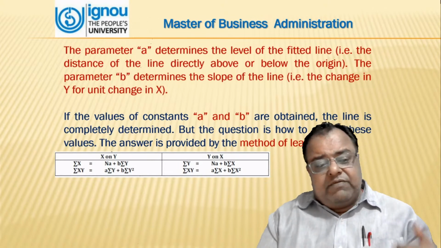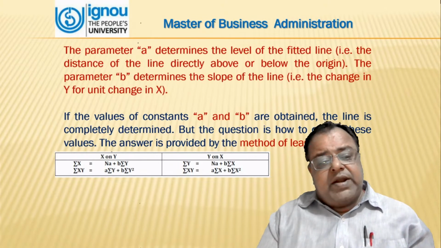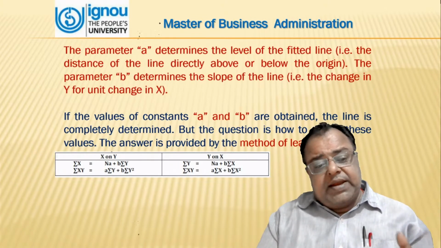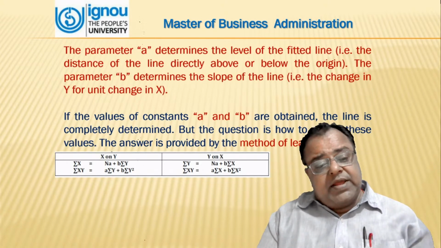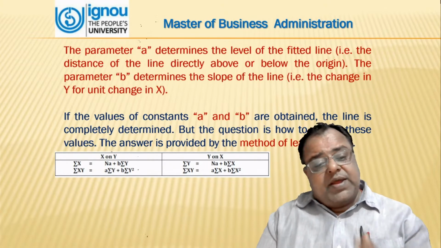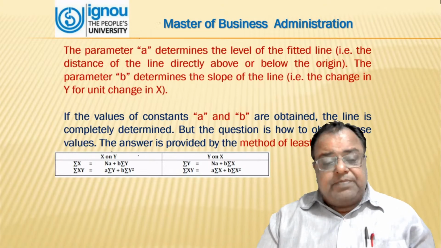We can see, if we are asked to calculate for x and y, we find summation y is equal to na plus b summation x, and summation xy is equal to a summation x plus b summation x squared. Similarly, for x on y.